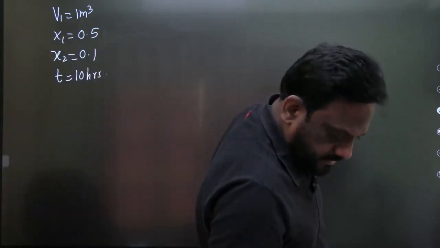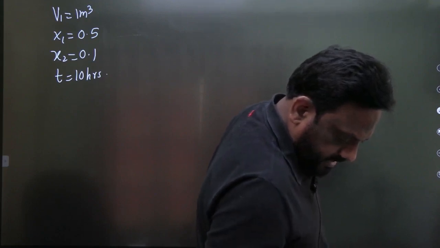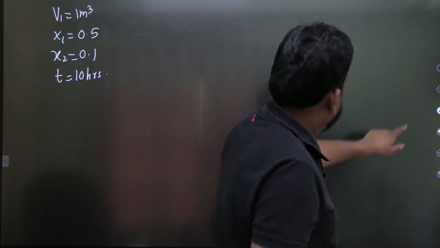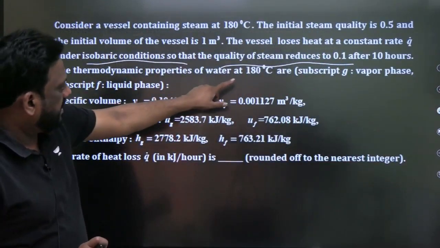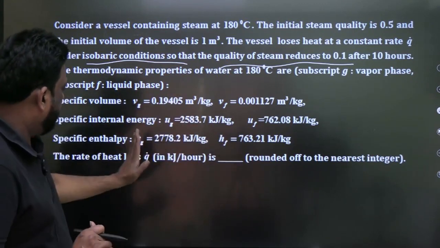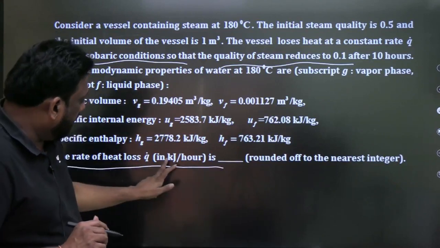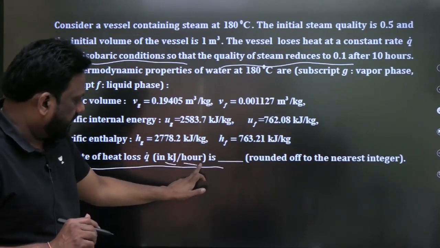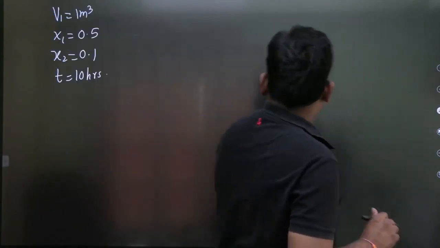Now, what is the data given? The thermodynamic properties are given here: Vg, Vf, Ug, Uf, Hg, Hf. The rate of heat loss, check the units, is in kilojoule per hour, and it is a fill in the blank question. Now, look carefully.